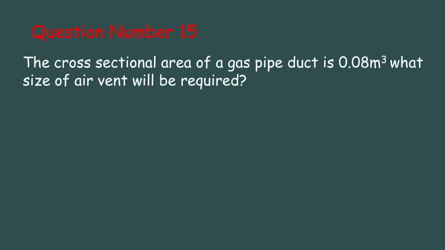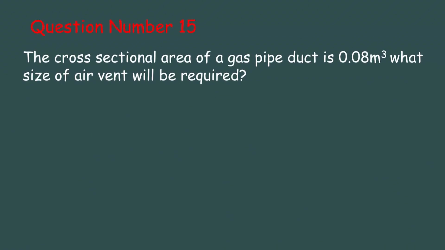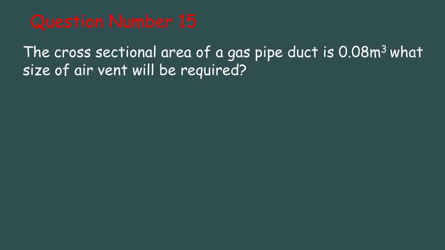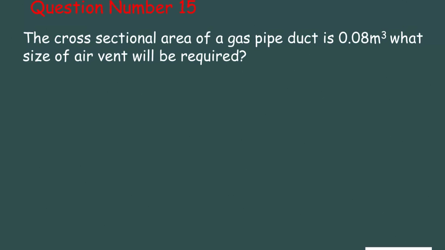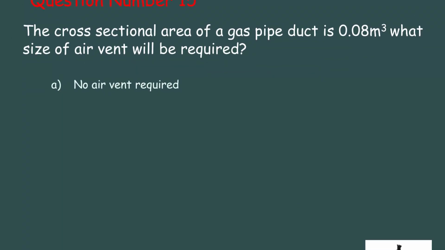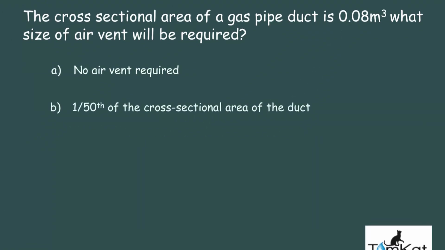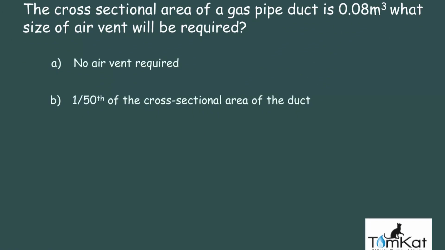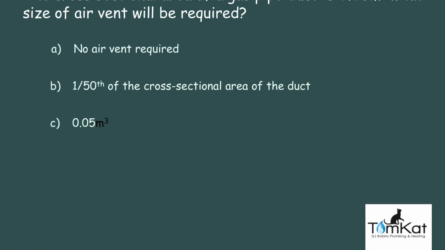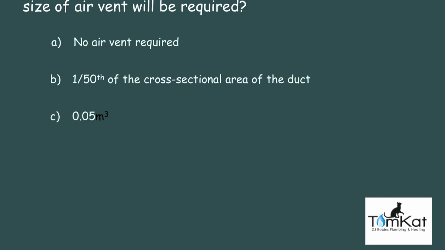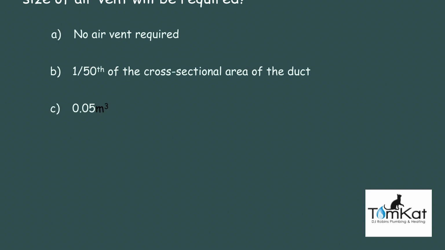Question number 15 in part 6. A cross-sectional area of a gas pipe duct is 0.08 metres, that's supposed to be squared, not cubed. What size of air vent will be required? So A, no air vent is required. B, 1/50th of the cross-sectional area of the duct. C, 0.05 metres squared. That is the end of question 15 in part 6.